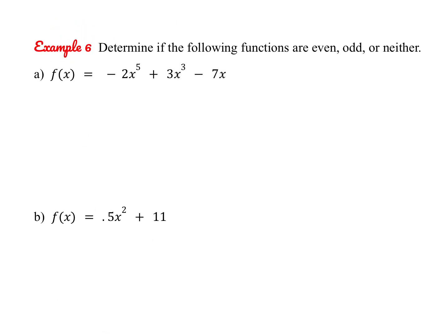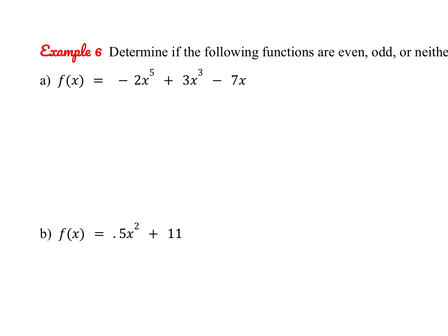So here we're going to do the algebraic test for these. Anytime you're trying to test, what we do is we plug in negative x, or the opposite x, and then we're going to evaluate this in our function and see what happens. So here we'd have negative 2 times negative x to the power of 5 plus 3 times negative x to the power of 3 minus 7 times negative x.